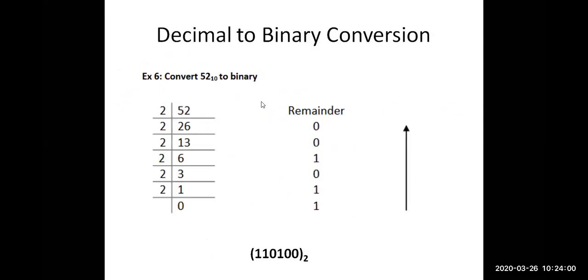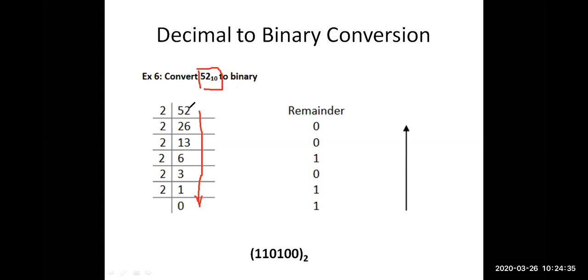Now we'll move to the next part, that is conversion of decimal to binary, the opposite of binary to decimal. So how to convert any decimal number into binary? The first method is called the double dabble method. Here the number to be converted is 52. We just go on dividing this number until we get the quotient 0.